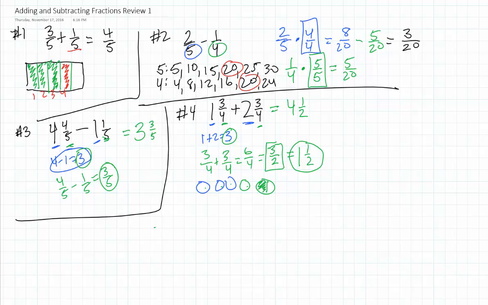Okay, the fifth fraction. Number 5, we have 2 1/2 minus 1 1/2. Okay, well, same strategy as before. Let's go ahead and subtract the whole numbers first. So the whole numbers, we have 2 minus 1. 2 minus 1 is just 1.